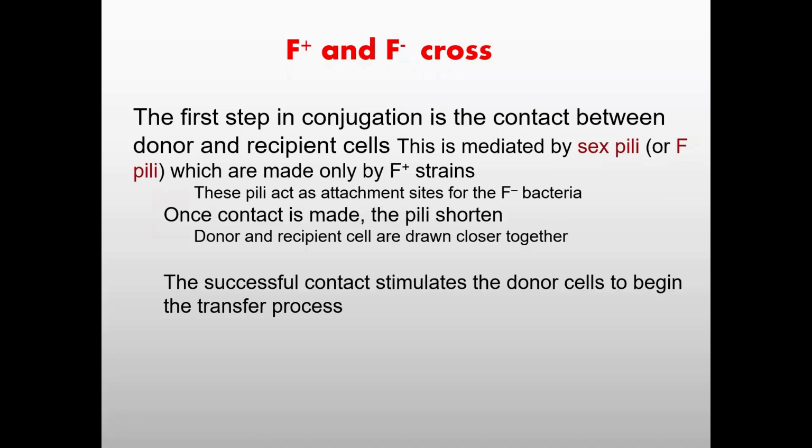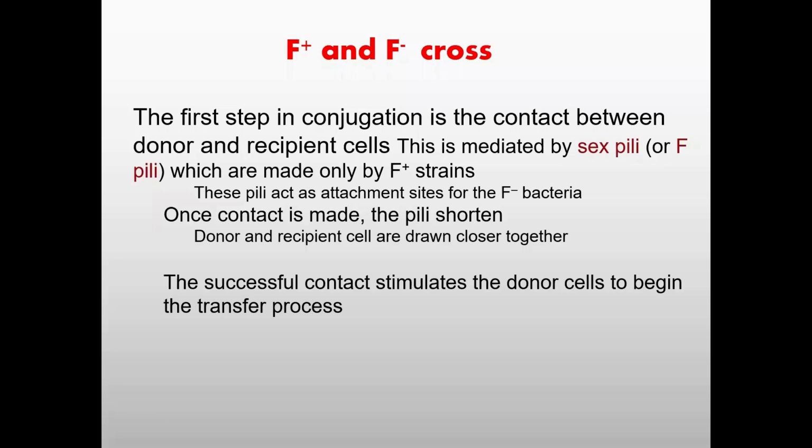I already told you why these F plus cells are called F plus: because these cells have the F plasmid. This plasmid is called the F plasmid or fertility factor. And if one copy is present, one pilus is present. Hence these donor cells are called F plus.